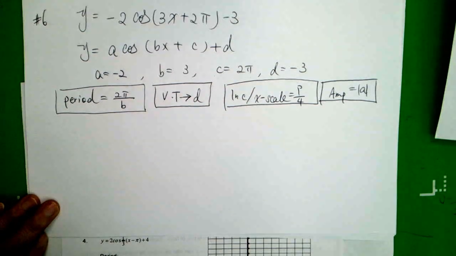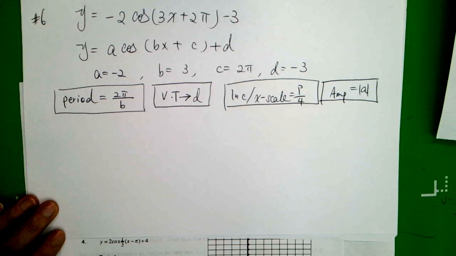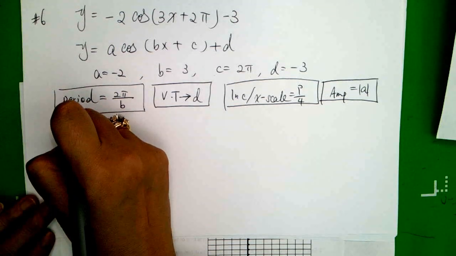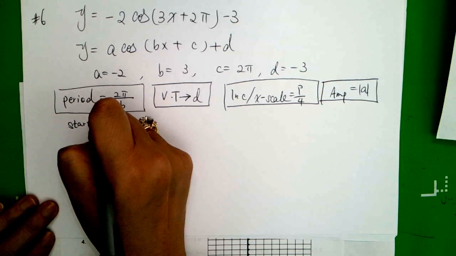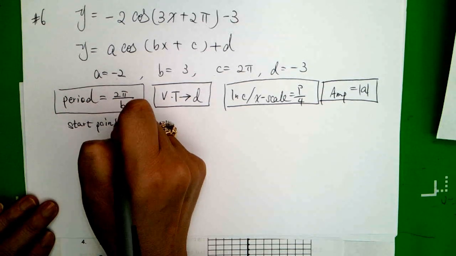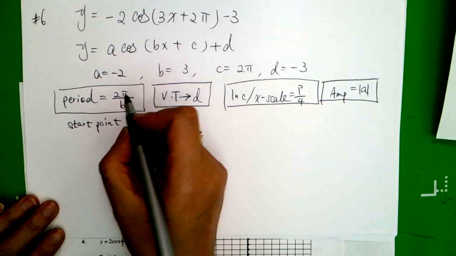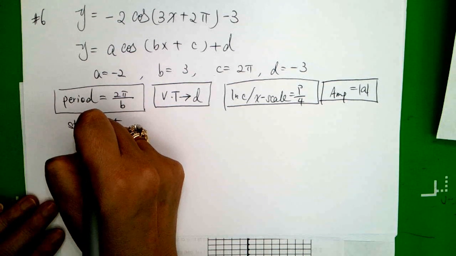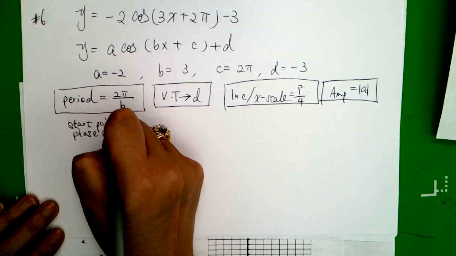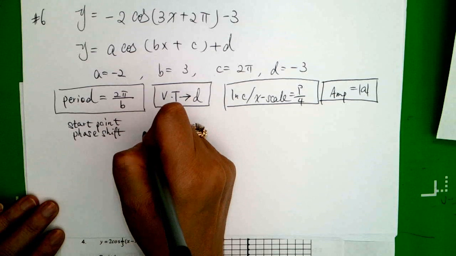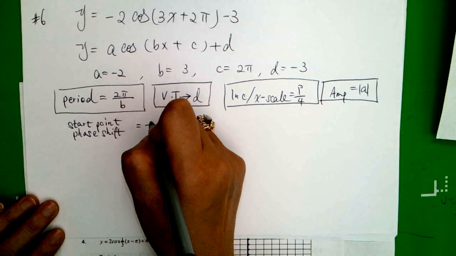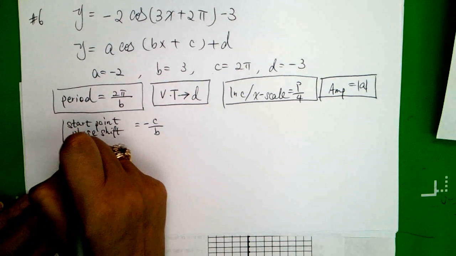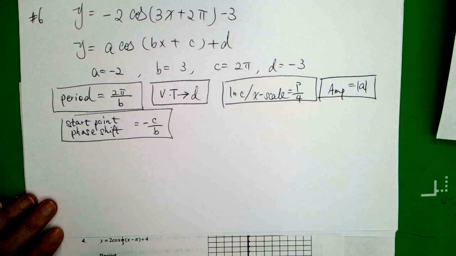At the end, we also need to know where your graph starts. So your start point. Some of the books will say phase shift. They are the same. It equals negative c over b. All right, let's figure out each one of these.